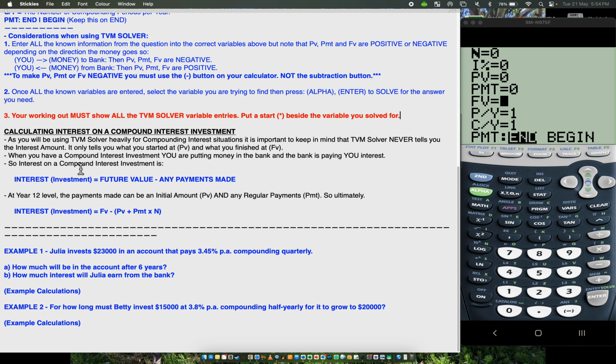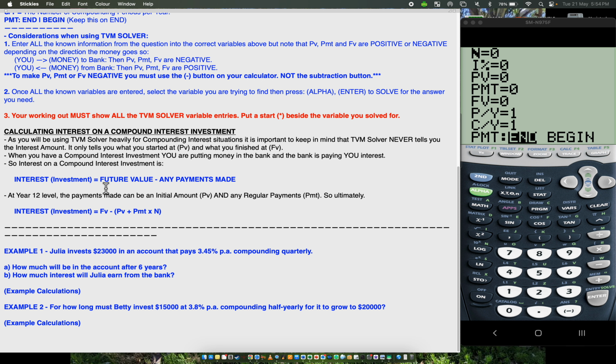Another thing to note is because you're going to be using TVM Solver heavily for compound interest questions, you need to keep in mind that TVM Solver never tells you the interest amount. It only tells you what you started at, PV, and what you finished at, FV. So when you have a compound interest investment, you're putting money in the bank and the bank is paying you interest. To calculate compound interest on an investment, this is the general gist of it.